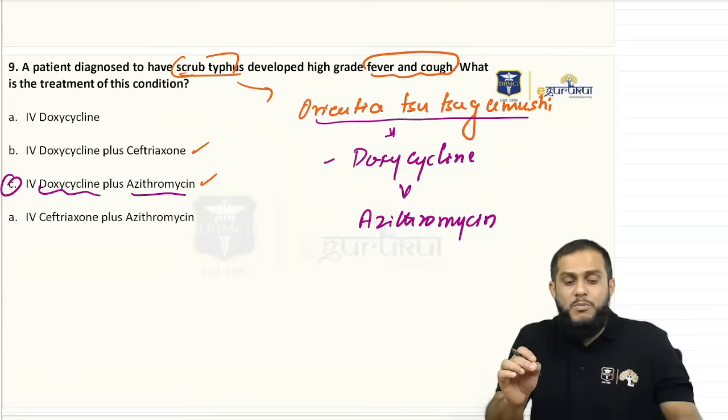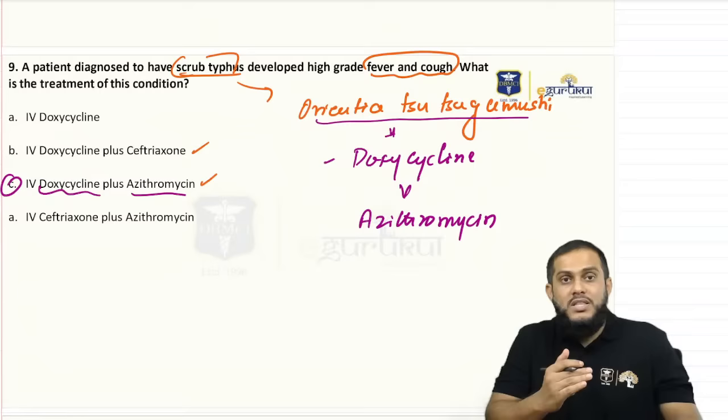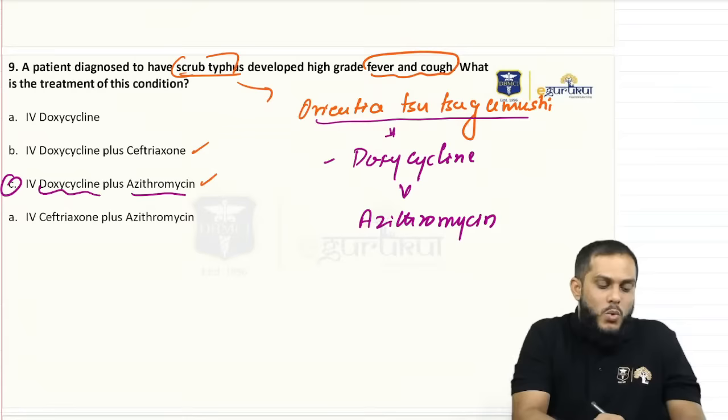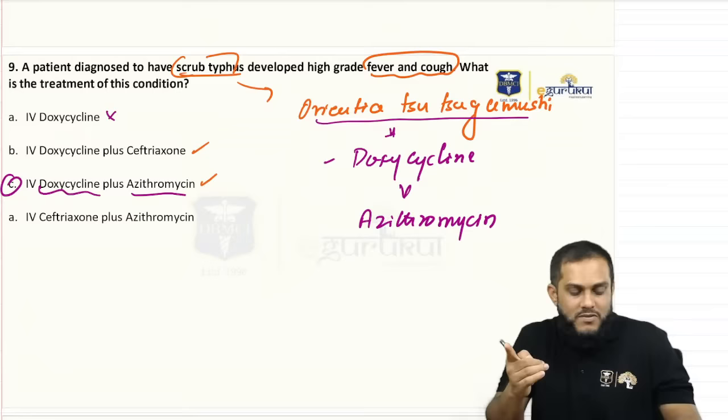Otherwise, remember, the drug of choice for scrub typhus is doxycycline. The second drug of choice is azithromycin. If the scrub typhus is resistant to doxycycline, obviously the answer will become azithromycin. In this question, it is doxycycline plus azithromycin that is better to take care of the lung. With only doxycycline we are taking care of scrub typhus, not the lung manifestations. Without doxycycline, we are not taking care of scrub typhus.